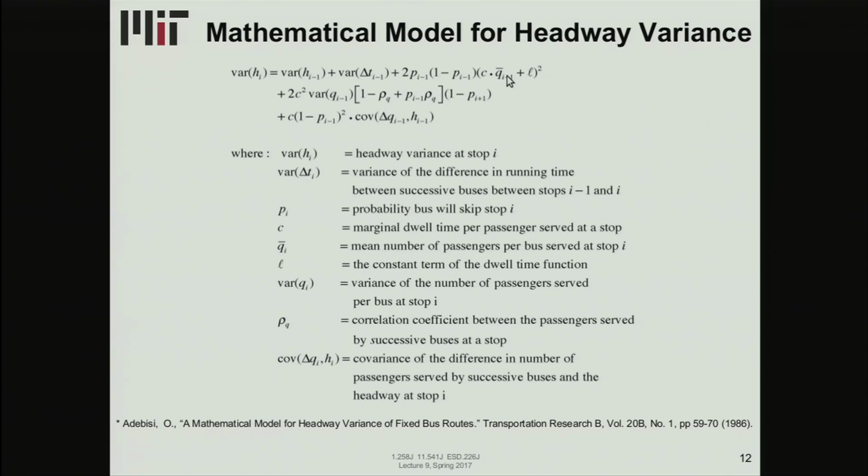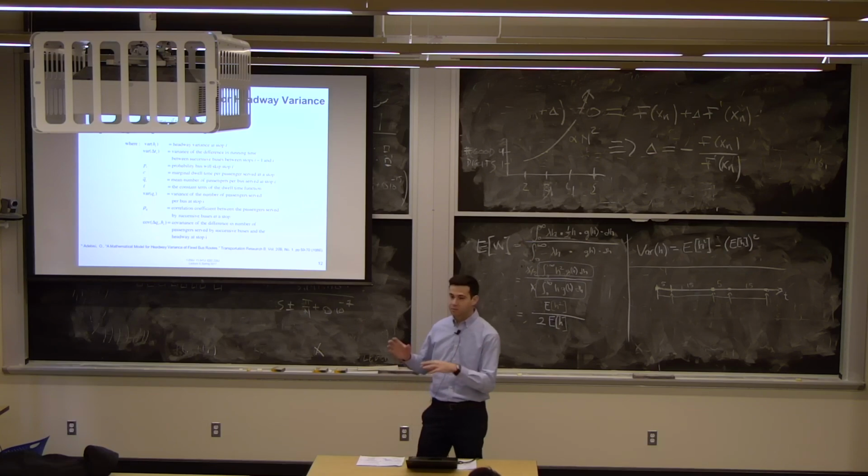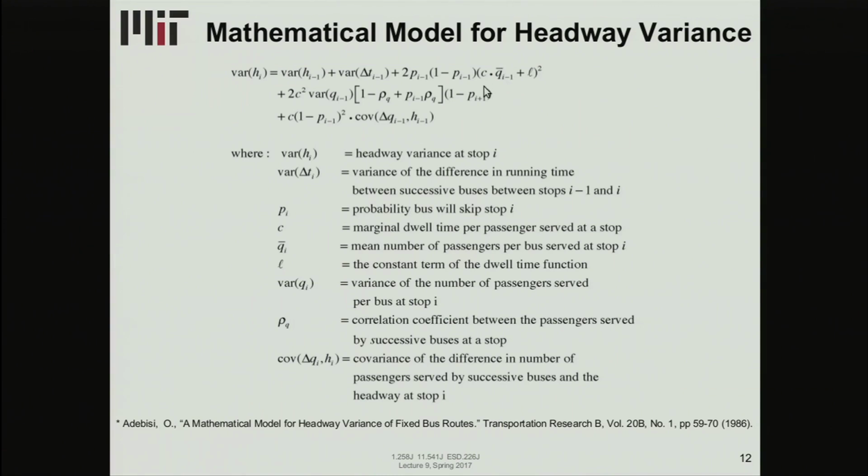All of these terms have the Q here, which is the mean number of passengers per bus served, and C is the marginal dwell time per passenger. So different notation from the model that we just saw, but same quantities, right? So we have something times that probability that the bus will skip a stop, etc. So all of these things together are accounting for the dwell time effect.